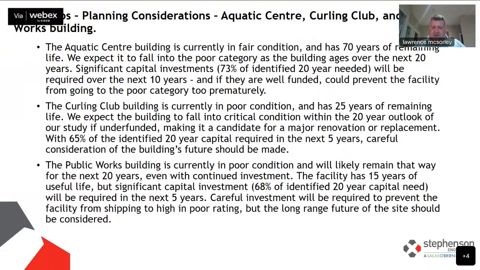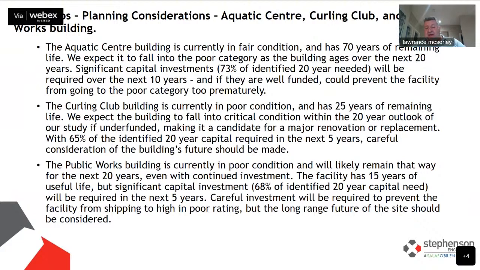So, a little bit of each building. The Aquatic Center, out of this grouping of buildings, still has 7 years remaining, but it does have the capital that we've identified. 73% of it needs to happen in the next 10 years, so that's pretty significant, but that will keep it in a better condition. So that's important to know. The curling club only has about 25 years of remaining life, and 65% of the identified capital is supposed to be in the next 5 years.